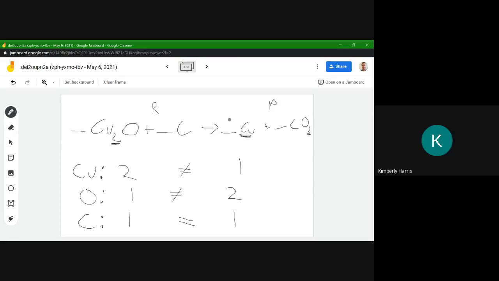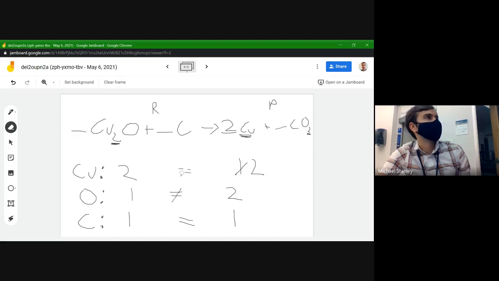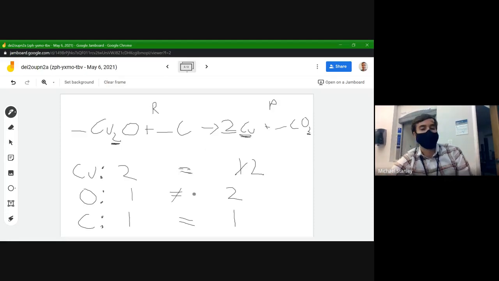A 2. 2, precisely. So we already have 2 coppers on the reactant side. If we make this a 2, then we will have 2 coppers on the product side. That seems pretty straightforward. Now we have an equal number, 2 and 2, so that's nice. Okay, let's move on to our oxygens.